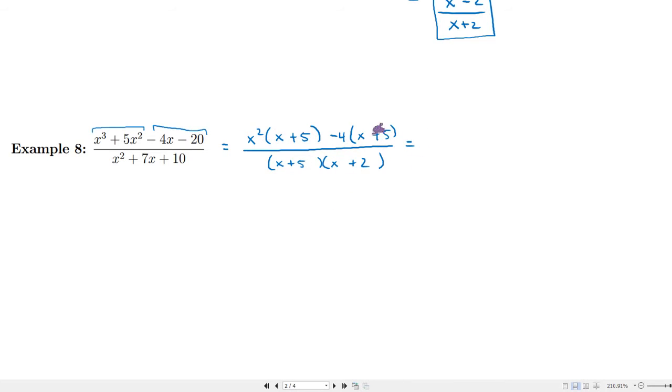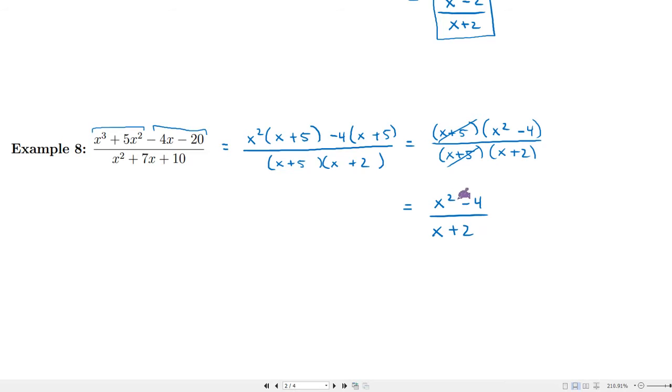We can now further factor, and we have x plus 5 times what's left over, x squared. Right? I'm factoring this out of this whole term, and I'm left with an x squared. Factor x plus 5 out of this, and we are left with a minus 4. And x plus 5, x plus 2. And so far, it looks like the x plus 5's reduce. And we have left over x squared minus 4 and x plus 2.